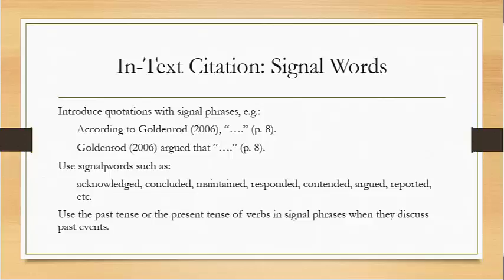And I also have some other signal words listed. For example, acknowledged, concluded, maintained, responded, contended, argued, reported. And make sure you're careful with your verb tense when you use your verbs here. You want to make sure that they are in the past tense when discussing events in the past, or in the present tense as if it's something that is still happening or true today.